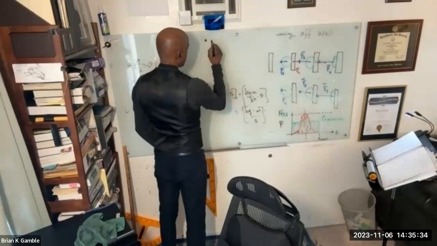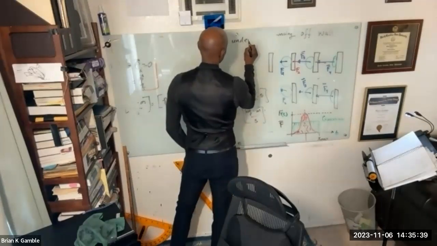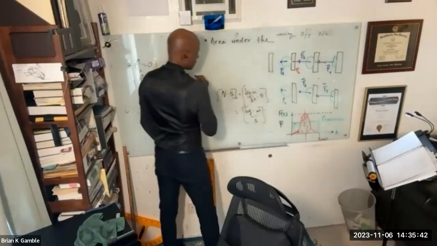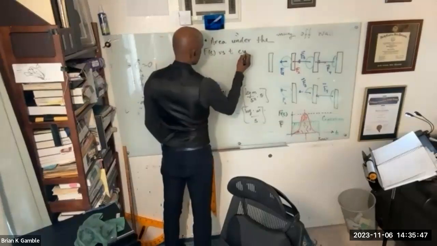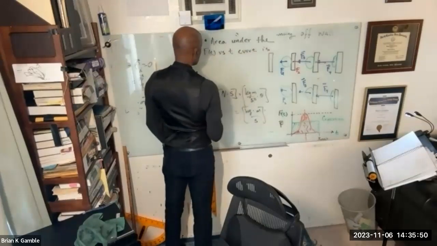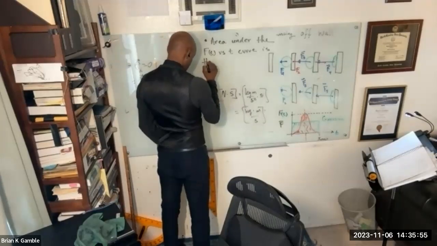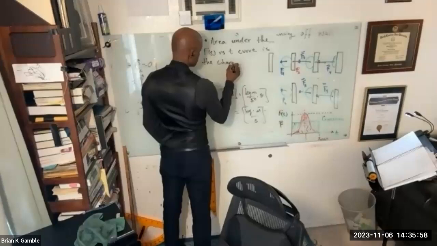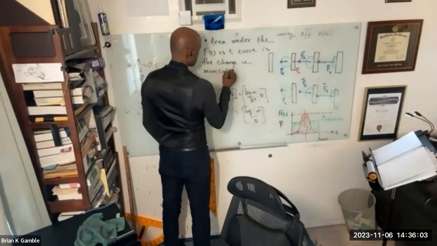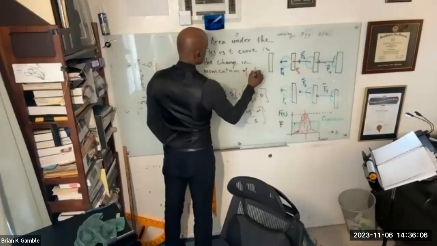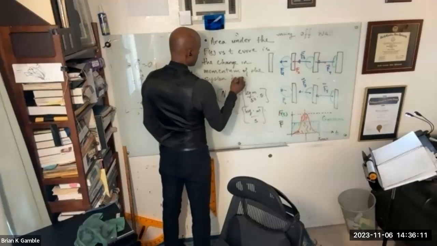Here we can say that the area under the F of t versus t curve is the change in momentum of the system during that time period.